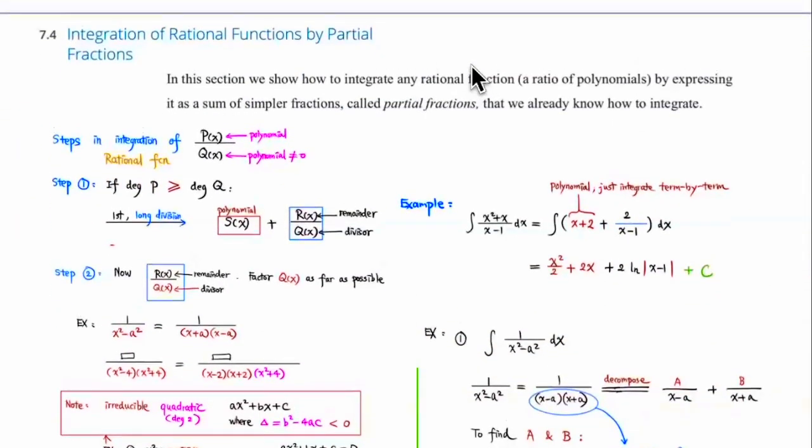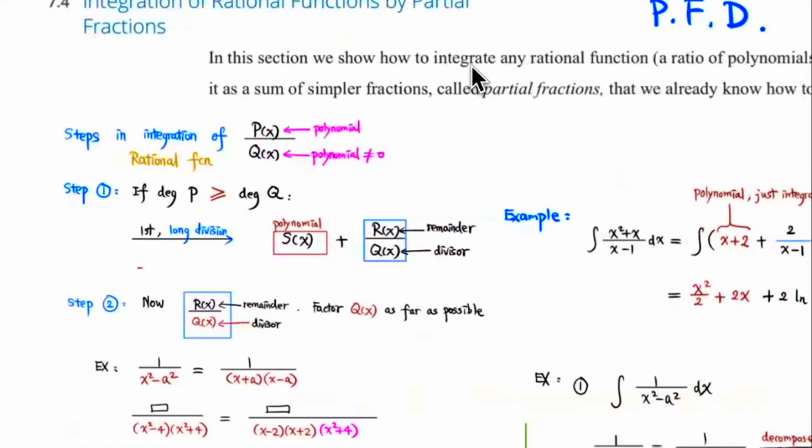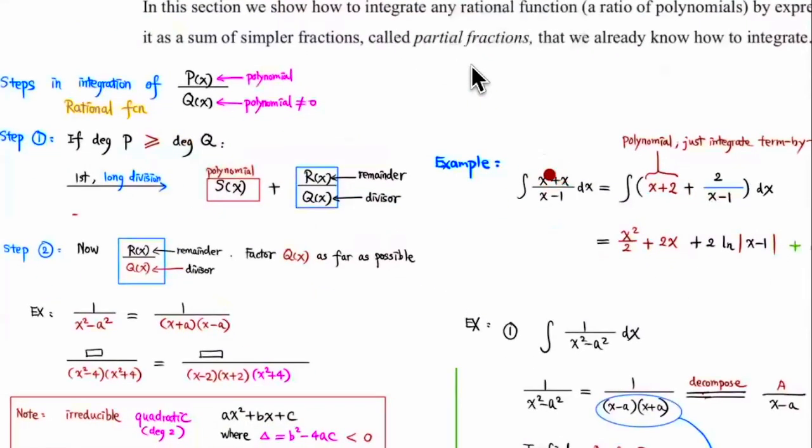In 7.4, we talk about integration of rational functions by partial fraction decomposition. We call that PFD, partial fraction decomposition. And here are the steps to do it. First, we look at the rational function. We check the degree. If the degree up here, for example, like this one, is degree 2, and down here is degree 1, this one has higher degree than the denominator.